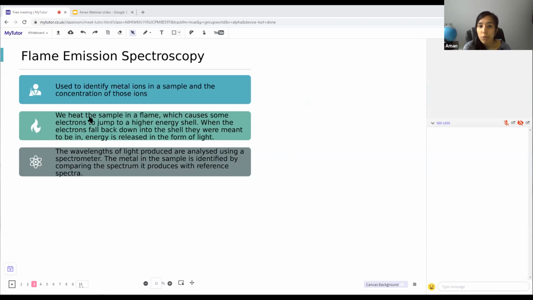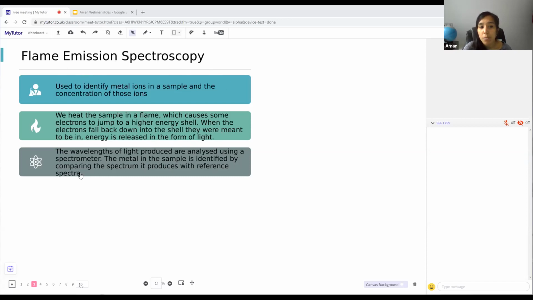So for example, if we've got 3 electrons in a middle shell, they may move up to the outer shell momentarily while they've got enough energy, and then they'll lose that energy. When they lose that energy, they'll move back to the middle shell that they were supposed to be in. But what happens when they move back is that the energy is released in the form of light. It's that light energy that we see when we do a flame test, and it's that light energy that's picked up in flame emission spectroscopy. And I'll show you that in a second.